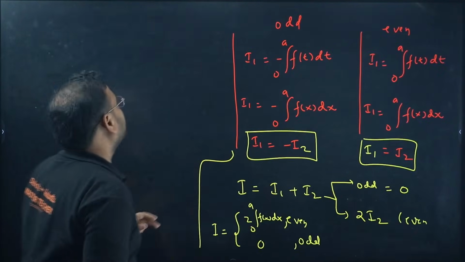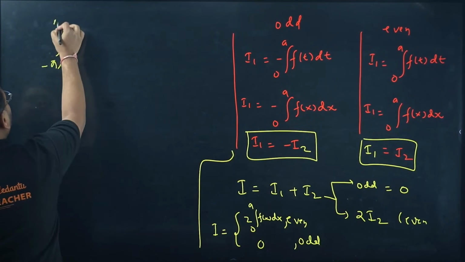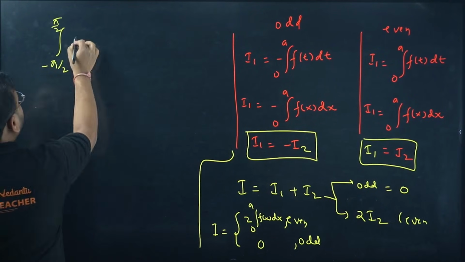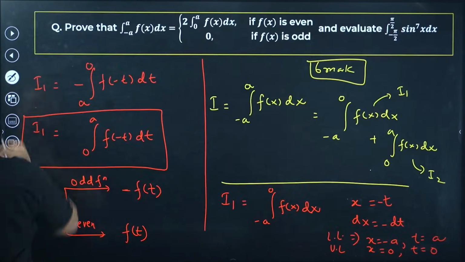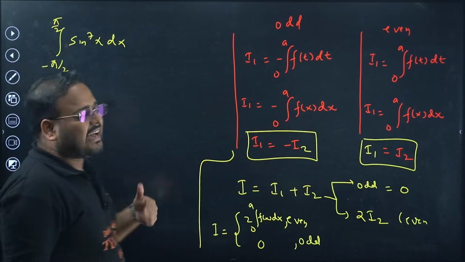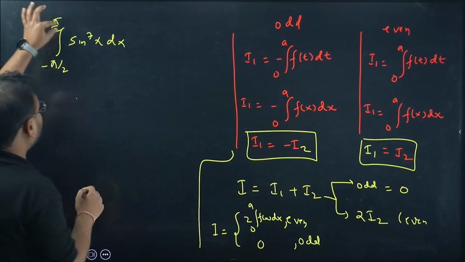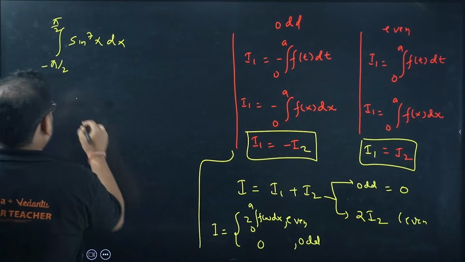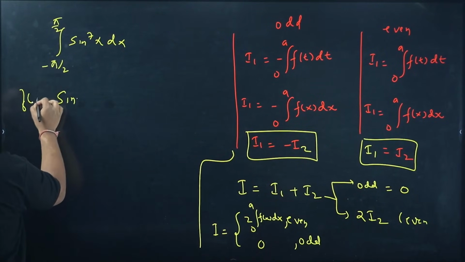Check the value, what we are asked. We are asked to find the integral from minus pi by 2 to pi by 2 of sine power 7x dx. Just establish whether sine power 7x is an even or odd function. Otherwise the property is the same, minus a to a f of x dx. So check the nature.